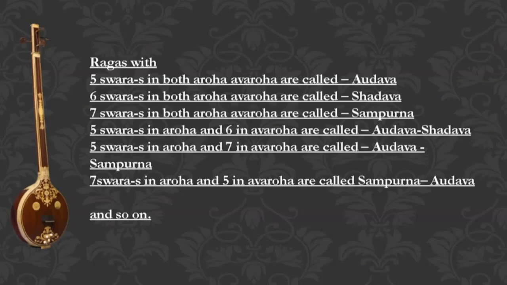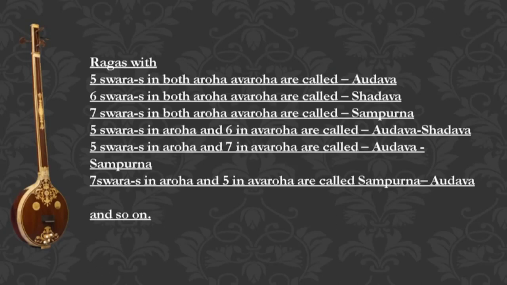We have shadava ragas also, with 6 swaras. Sa ri ga pa dha ni dha pa ga ri sa. Malayamarutam. Sa sa ri ga ma dha ni sa, sa ni dha ma ga ri sa. Sri Ranjani. And then of course we have sampurna ragas with all 7 swaras. And then we have combinations of these.